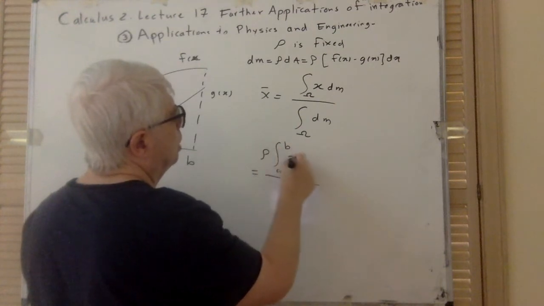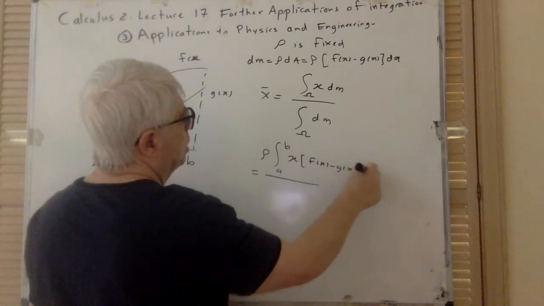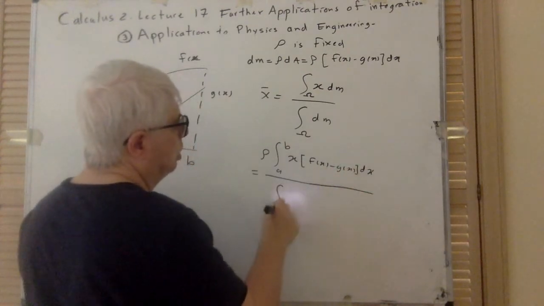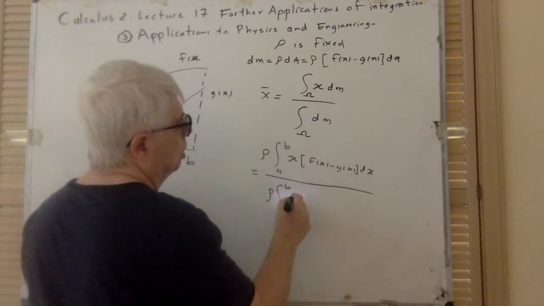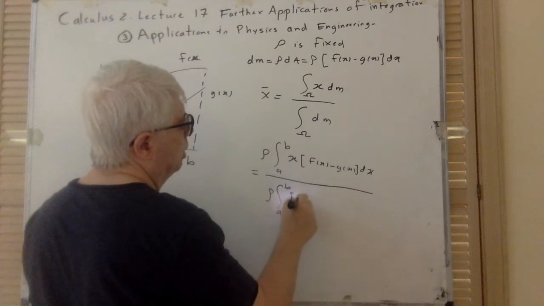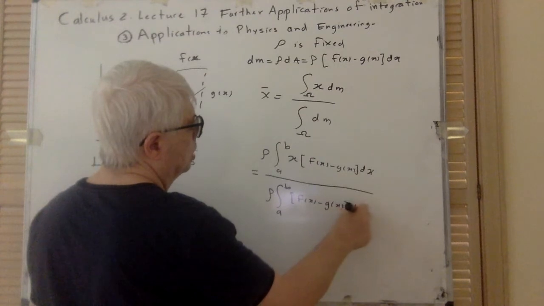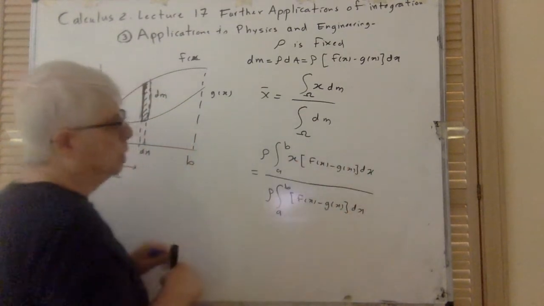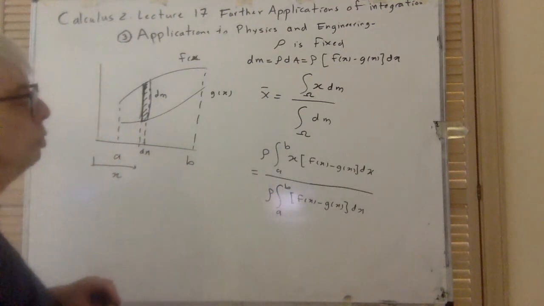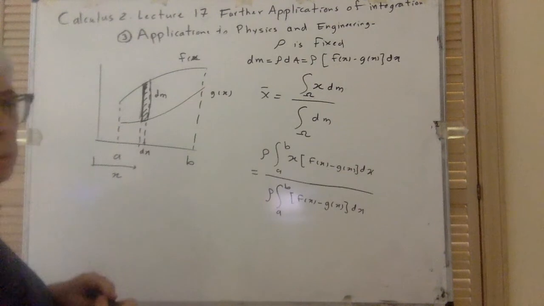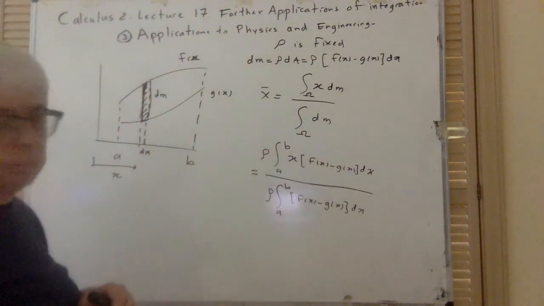Let's write rho outside, x times f(x) minus g(x) dx, and the denominator is simply from a to b, this is the area, times rho, f(x) minus g(x) dx. Okay. So when I cancel the rhos, I will get a nice formula for that. This is simple because you could guess that. It's like this one minus this one.